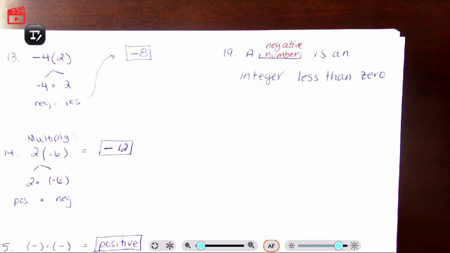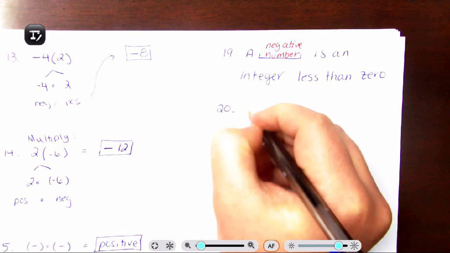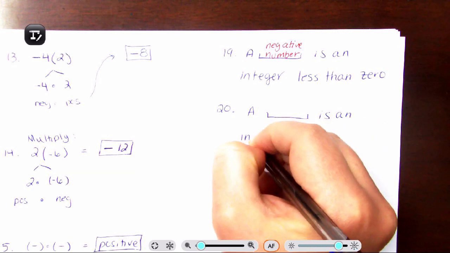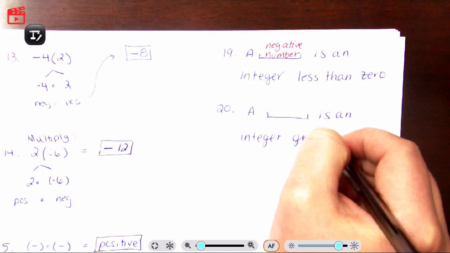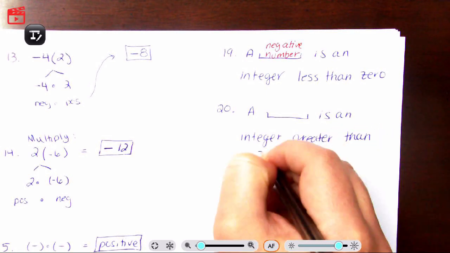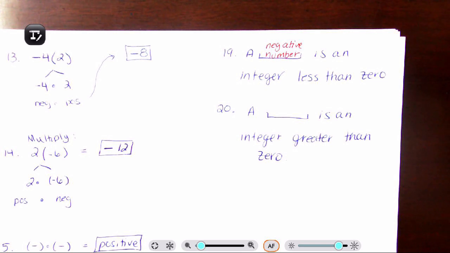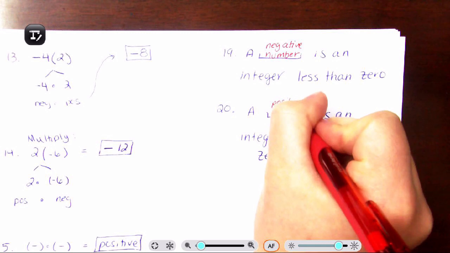Number 20. Number 20 is, again, fill in the blank. Number 20 says a blank is an integer greater than 0. So if a negative number is less than 0, what is a number greater than 0? And that is a positive number.